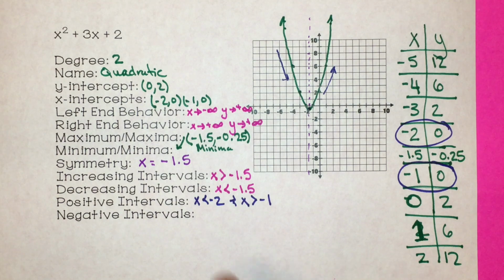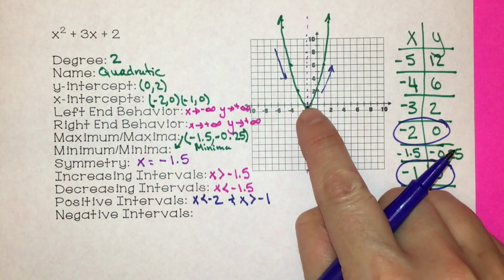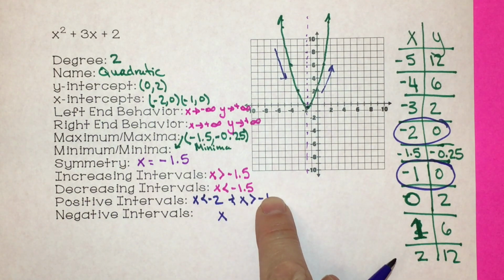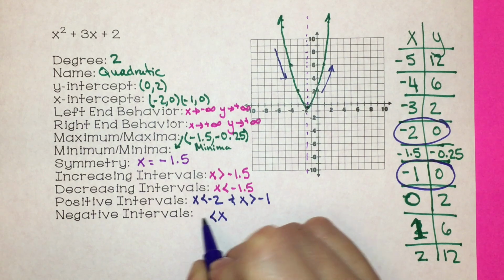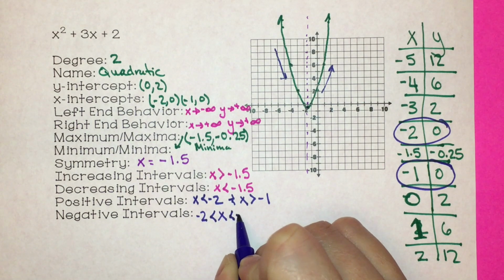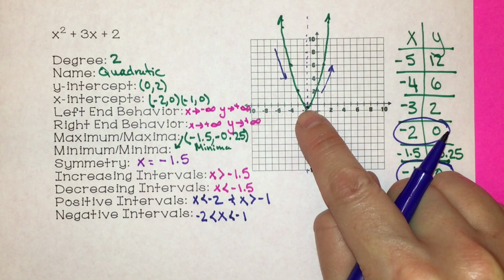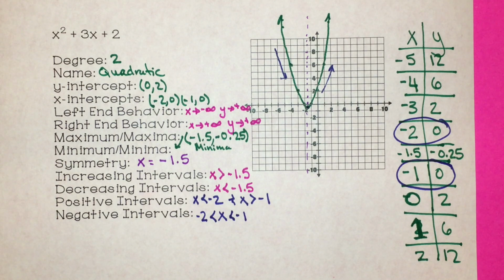All right, negative intervals. Well, it's between these. So remember, it's just that vertex area down there. We're going to use these same points, but now it's going to be where x is greater than -2 but less than -1. So it's just a tiny little area between those two values. All right? Hopefully you are able to identify the key features of polynomial functions.